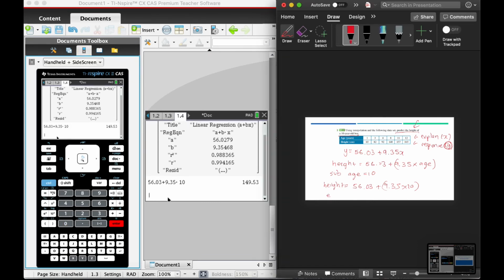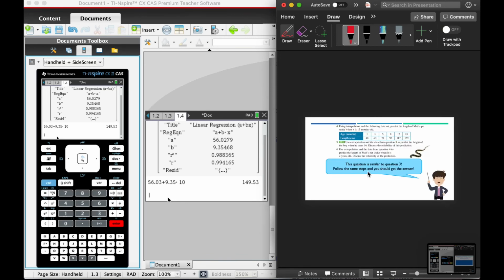So the height is going to be equal to 149.53. Make sure you include units, centimeters. So let's just check whether our answer is correct with the back of the book. 149.53. Perfect. So we got question 3 correct. For question 4, it's going to be the exact same thing. So I would like you to follow the steps that I've just conducted for question 3 to get the answers for questions 4, 5, and 6.